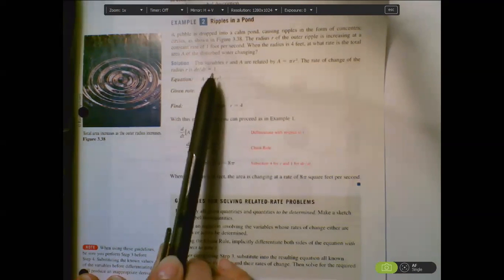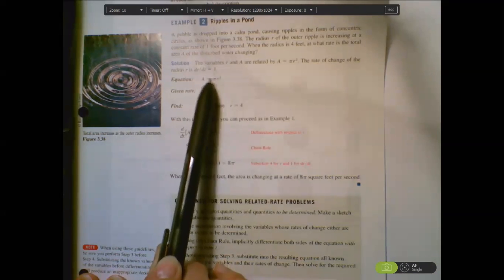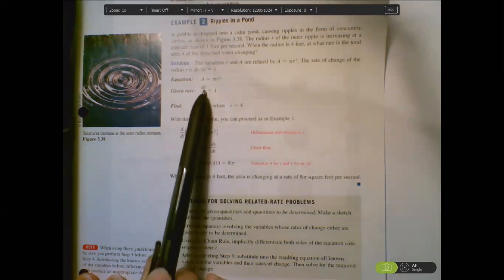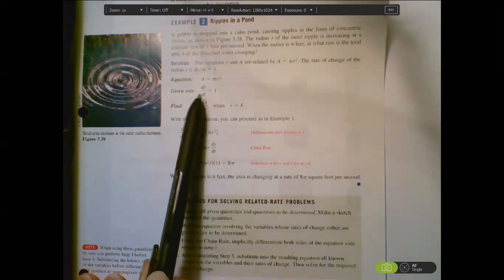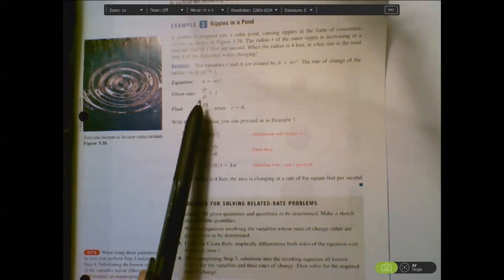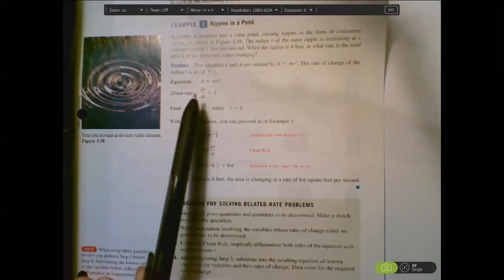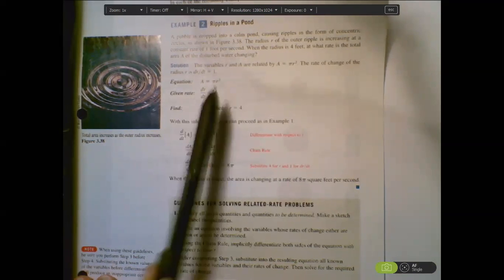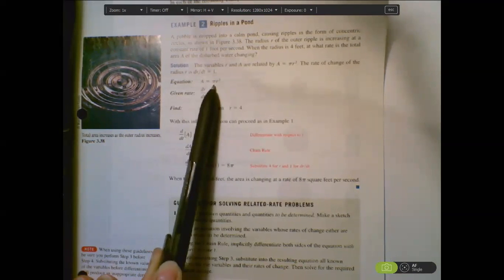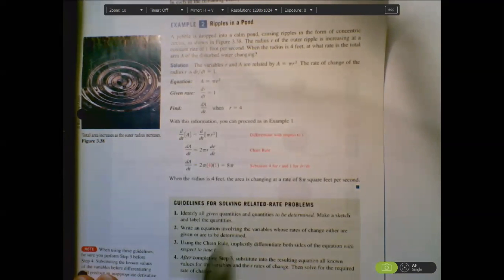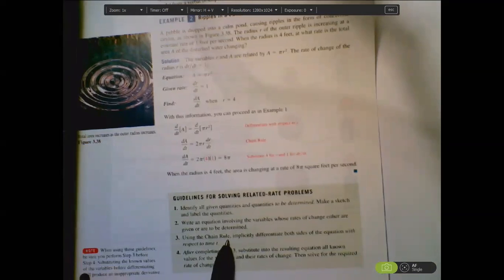We needed a formula that had r's in it and a's in it, because this is a rate we're given, this is a rate that we're looking for. And we know a formula that relates r's and a's in circles. So we write down the equation, a equals pi r squared. That's step 2. Step 3, differentiate both sides with respect to time.